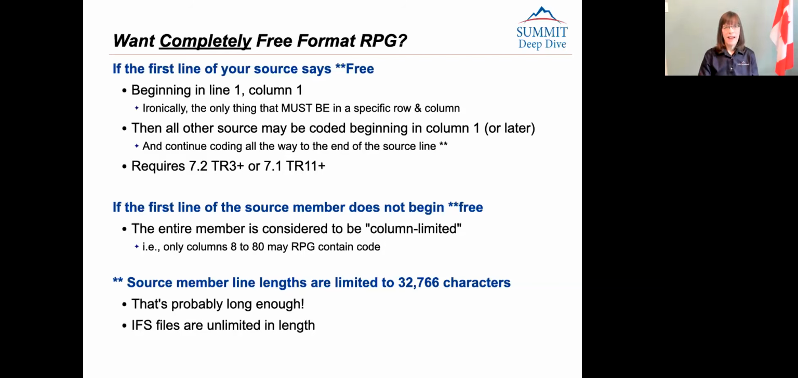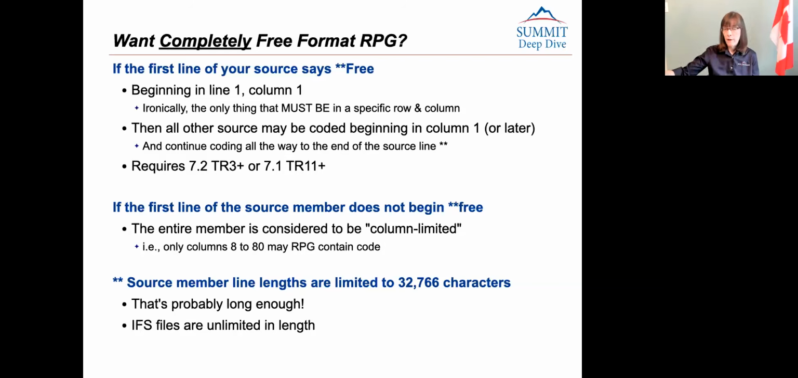Line 1, column 1. I think it's truly ironic that the only thing that has to be in a specific row and column in the entire source member is the thing that says, I don't want to put things in specific columns, but there you go. That's the way it is. So put the star free right there in that first column, first line. And from that point on, everything else in the source member can start at column 1, and it can continue all the way to the end of the source line.